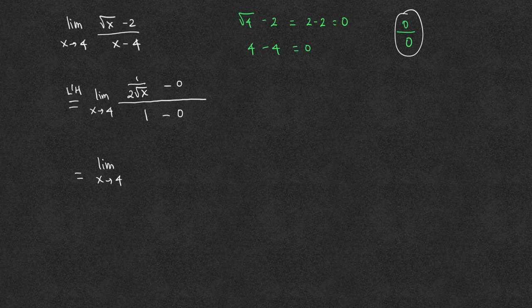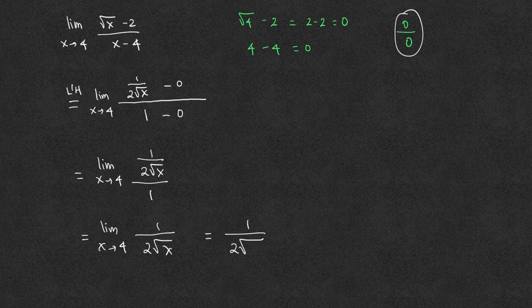As x goes to 4, the numerator is now 1 over 2 root x, and the denominator is simply 1. So this is the limit as x goes to 4 of 1 over 2 root x. We then treat this as a new limit problem. How do we find this limit? Since this is a continuous function, we simply plug in the value of x. So this is 1 over 2 root 4. And the square root of 4 is 2. So this is 1 over 2 times 2, which is 1 over 4. And that is the answer.